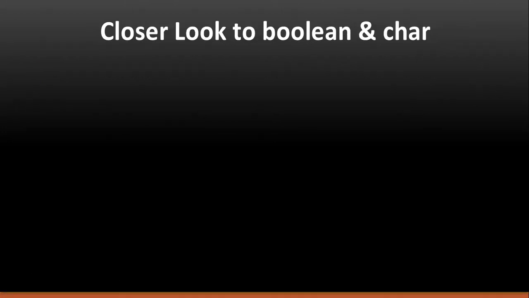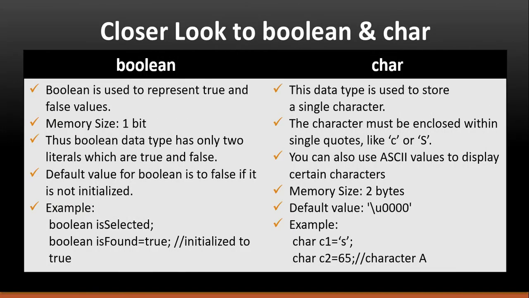Next, we are going to see all primitive data types in detail. So here is Boolean. Boolean is used to represent true or false value. The memory it is going to occupy is 1 bit. Boolean has only two literal values, that is true and false. The default value for Boolean is false. I mean to say, if you don't assign any value to Boolean variable, it is going to take default value as false. Here are few examples.